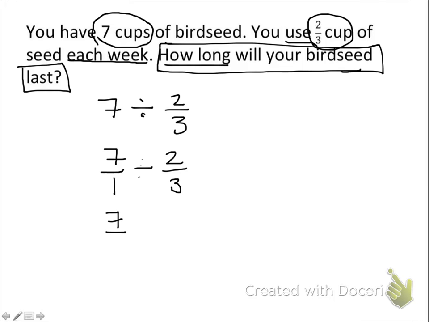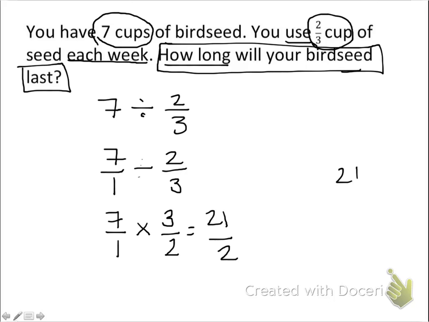So we keep 7 over 1, change division to multiplication, and flip our 2/3, take the reciprocal, so it's 3/2. Now we multiply them. 7 times 3 is 21, and 1 times 2 is 2. Now we need to simplify, or write it as a mixed number.